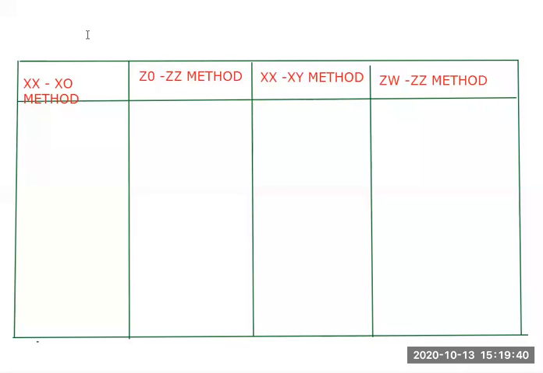Let us write there itself who is male and who is female. In the XX, XO method, XX is female and XO is male. In the same way, in the ZO, ZZ method, the first is the female. That's why I said to remember only the heading, and then everything will be over. In the XX, XY method, XX is the female, XY is the male. In the ZW, ZZ method, ZW is the female and ZZ is the male.